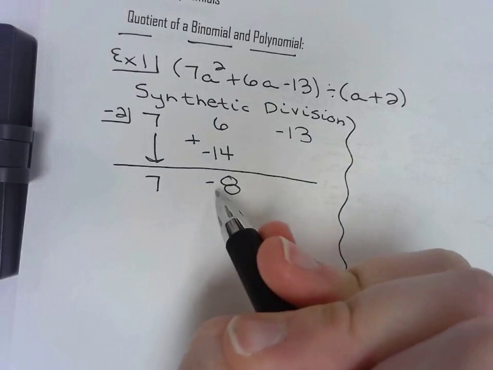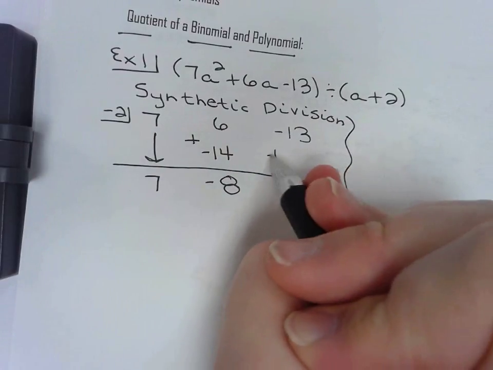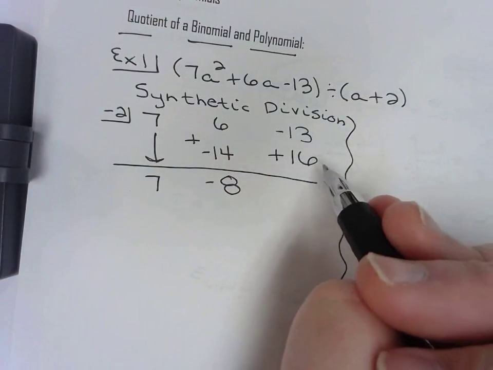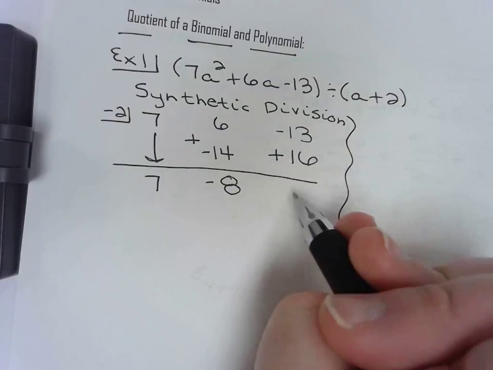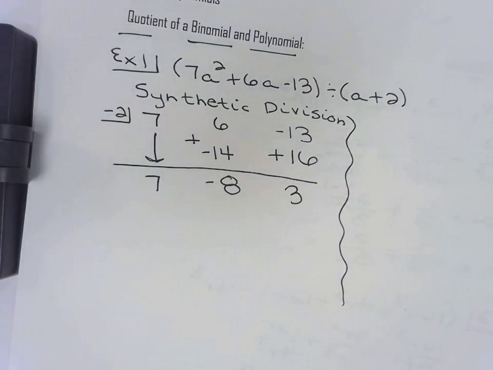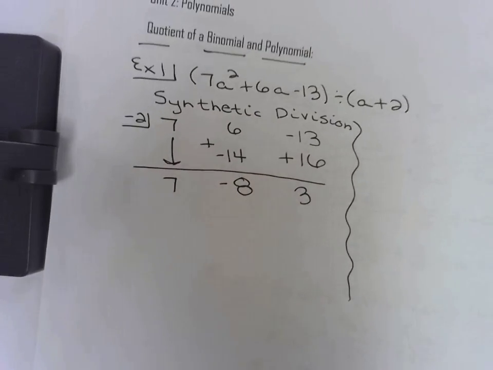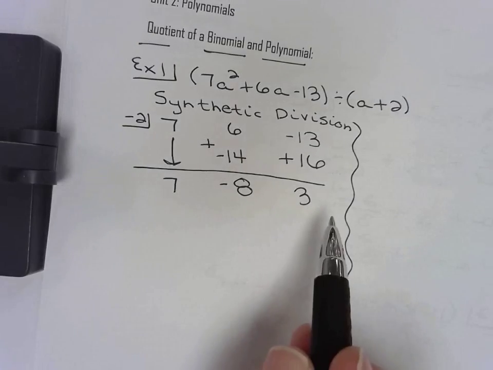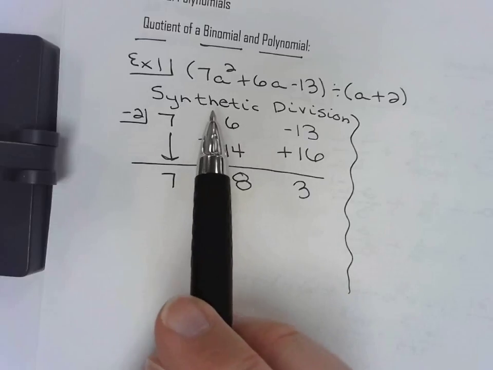Now I take negative 8, multiply it by the negative 2. Negative 8 times negative 2. Positive 16. Put it under the next number. Negative 13 plus 16, 3. So the math isn't hard, you just have to remember the steps. We're multiplying, we're adding, we're doing it with the negative. Now, you always bring it straight down. Now these are my new coefficients. Okay? So as I write my answer, how do I know what variable to start with?